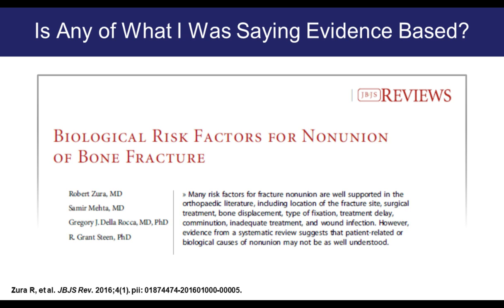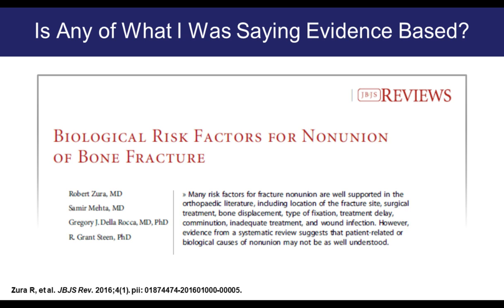This is just a paper we put together for JBJS Reviews looking at biologic risk factors for non-union of bone fracture. Our assumption was that many risk factors for non-union were well supported in the literature, and we talked about those early on: the fracture site itself, surgical treatment, the bony displacement, the type of fixation, treatment delay, comminution, inadequate treatment, wound infection, those sorts of local factors. However, our systematic review suggests that patient-related or biologic causes may not have been as well understood as we wanted.